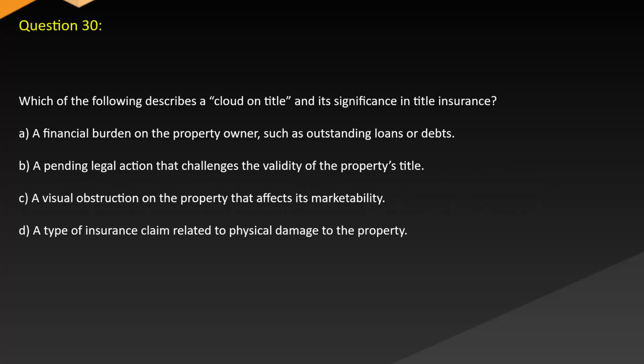Question 30. Which of the following describes a cloud on title and its significance in title insurance? A. A financial burden on the property owner, such as outstanding loans or debts. B. A pending legal action that challenges the validity of the property's title. C. A visual obstruction on the property that affects its marketability. D. A type of insurance claim related to physical damage to the property.